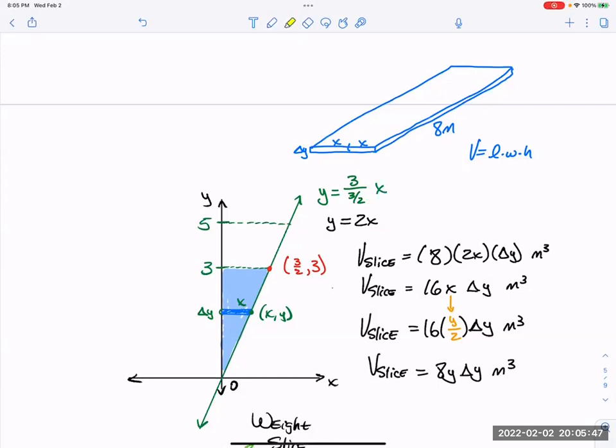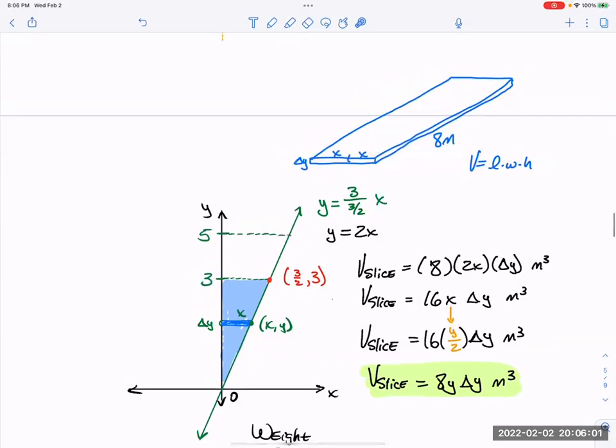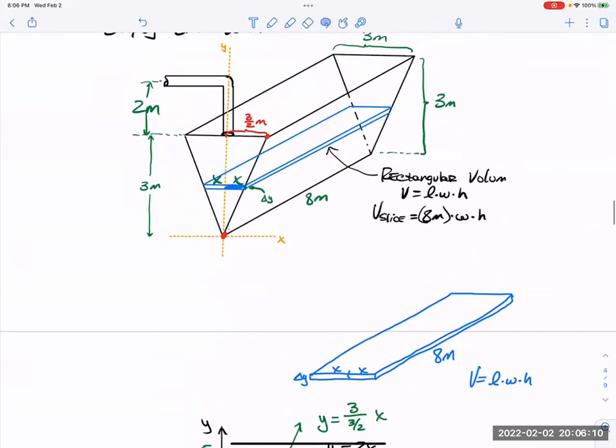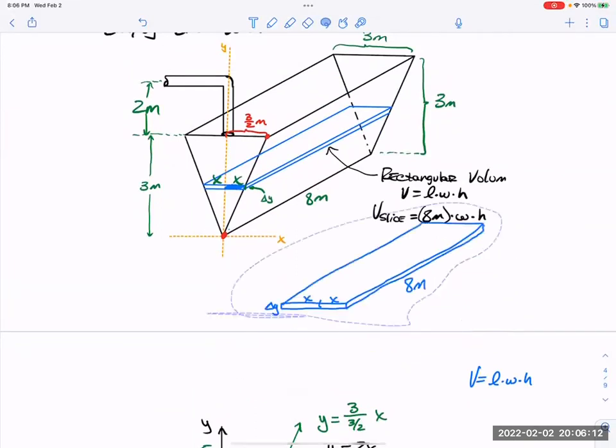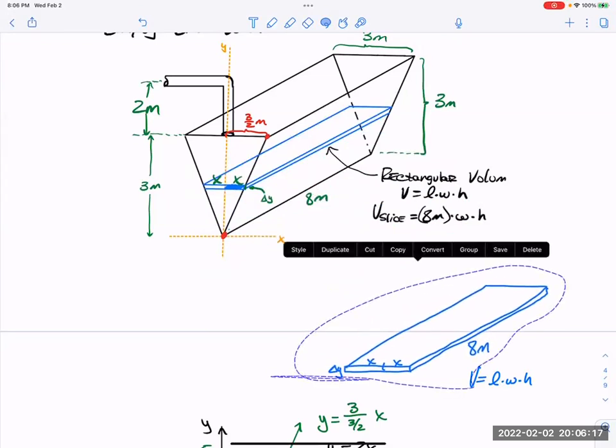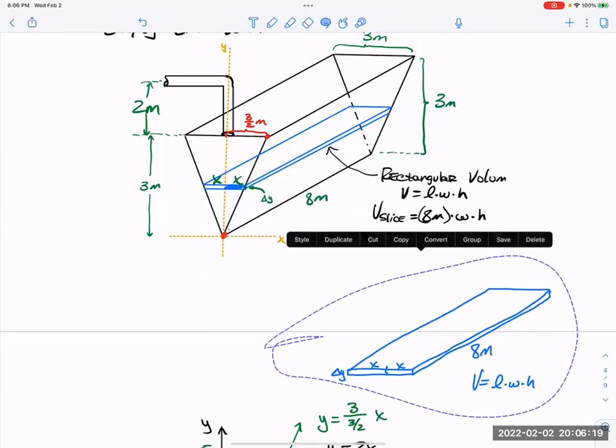I know it's a bit of work to get to that point. We went through this in as much detail as I can. This right here is the volume of this arbitrary slice, and that arbitrary slice is right here in this tank. That's what we're doing. We're modeling it with this function here. Now let's get rid of that. All right.